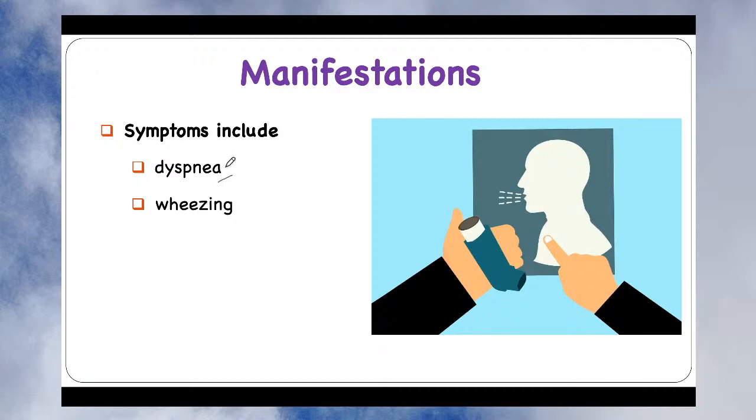The second symptom is wheezing. What do you mean by wheezing? When patients make a peculiar sound during breathing, that is called wheezing. I will just show you a demonstration of how the sound is. If you are suffering from asthma, you will breathe something like this, right. If this type of sound is there, it is called wheezing. This is seen in patients suffering from asthma.